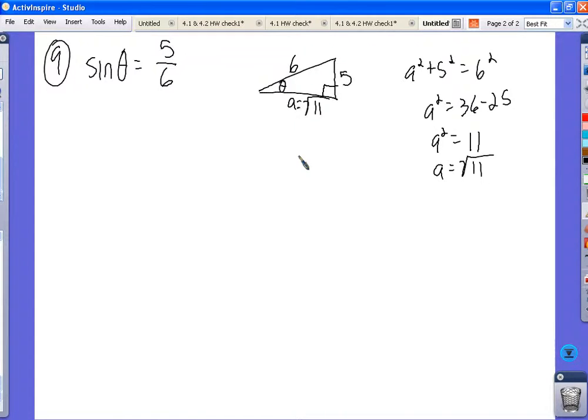Tell me something. The reciprocal of 5 over 6. I don't know which one that is. That's the hypotenuse over the opposite. What's it called? Cosecant. Okay, great. Give me another. The tangent is.